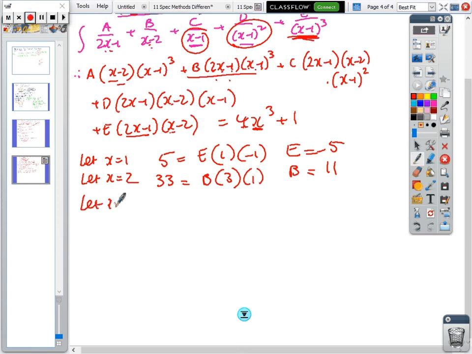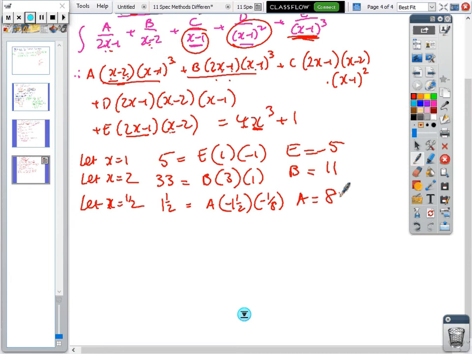Let x equal a half, and that will kill off all the 2x minus 1s. The only bracket that doesn't die is the a. A half cubed is an eighth. 4 times 8 is a half, so you end up with 1.5, and the only bracket alive is the a bracket. So a half minus 2 is minus 1.5. A half minus 1 is minus a half, to the 3 is minus 1/8. And when you tidy that up, a equals 8.